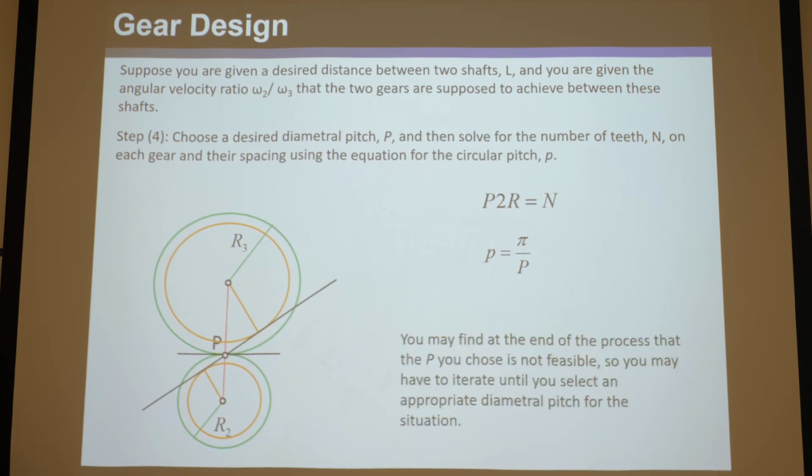Okay, and you may find at the end of the process that the P you chose is not feasible. Obviously, if the number of teeth comes out to be like 2, that's pretty tough to fit around a circle and make gear teeth work, right? So you want to guess a reasonable diametral pitch, and if it doesn't work, iterate until you find something that does. But once you do that, you'll know how many teeth and how much to space them.